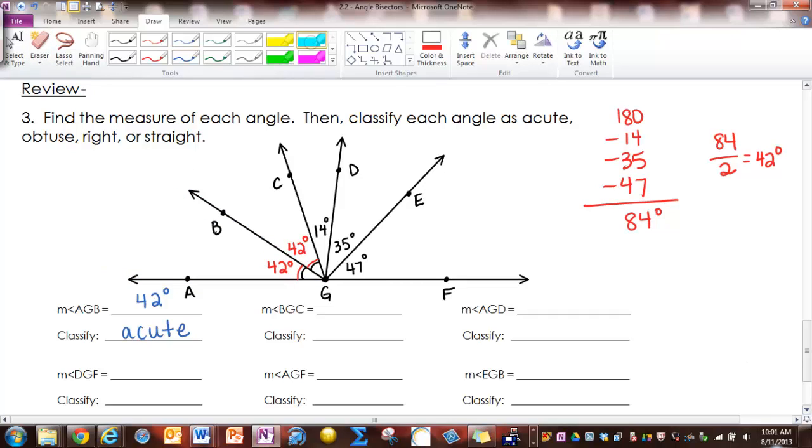The next angle that they ask for is the measure of angle BGC. So here's BGC, and that one is also shown for us on the picture as 42 degrees. And again, smaller than a 90-degree angle, and it is classified as acute.